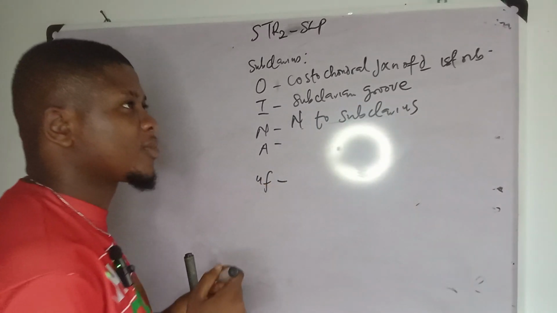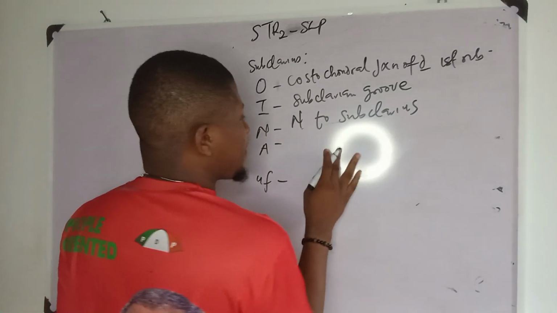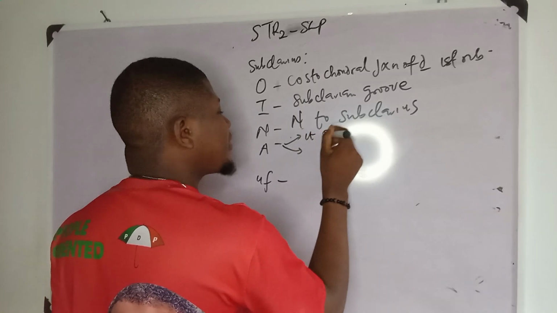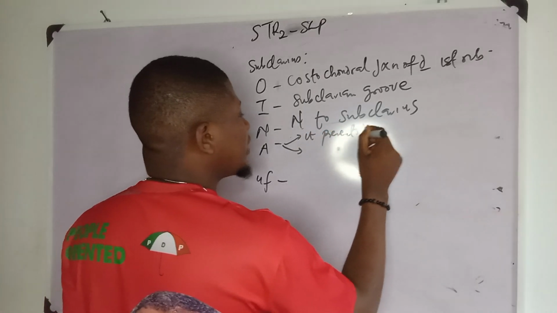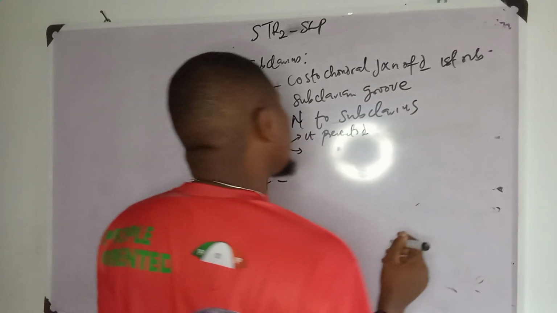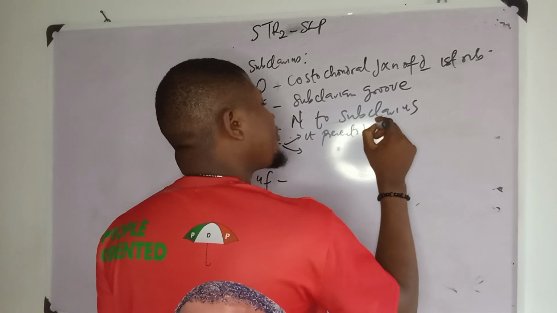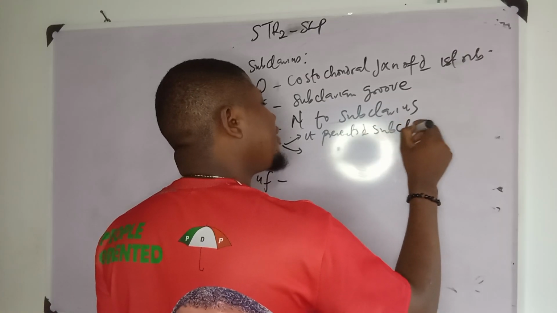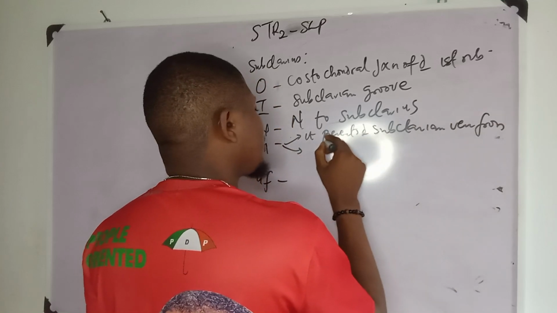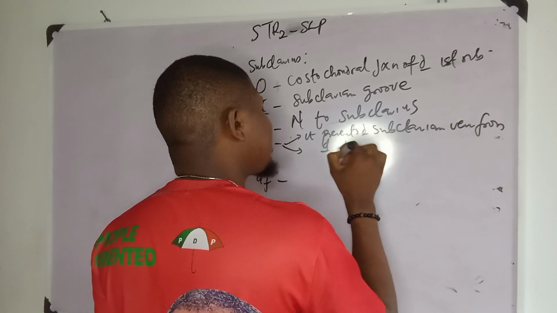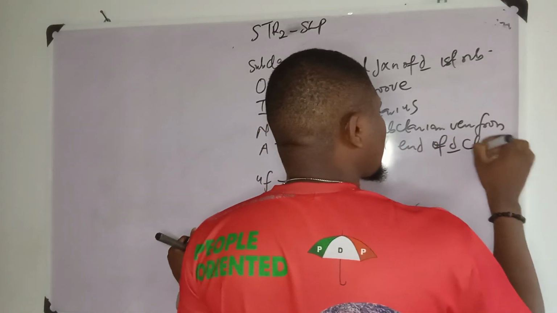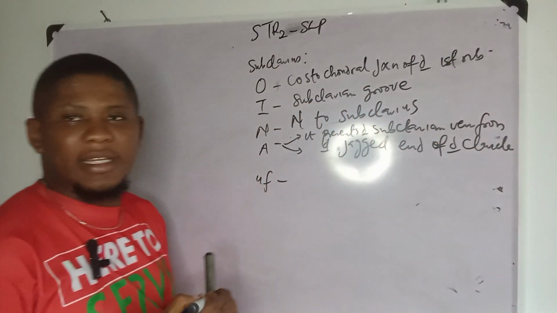Then action. The first action is that it prevents the subclavian vein from the jagged end of the clavicle. Jagged end of the clavicle.